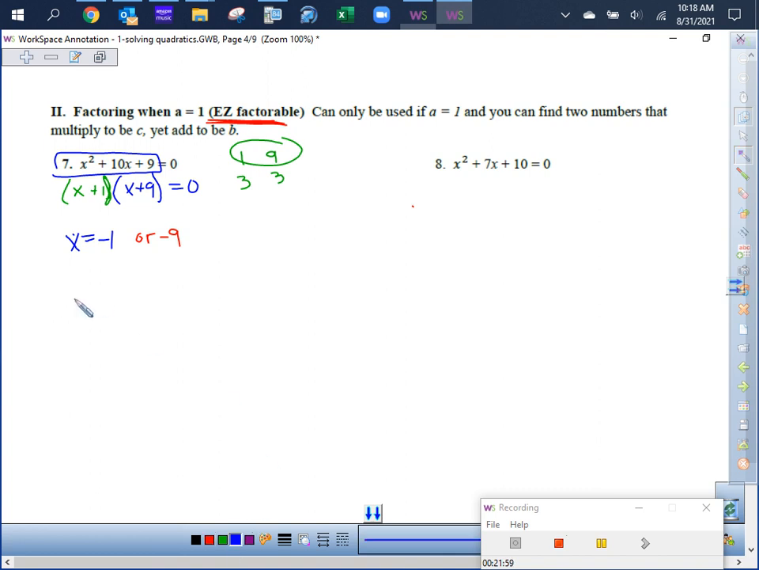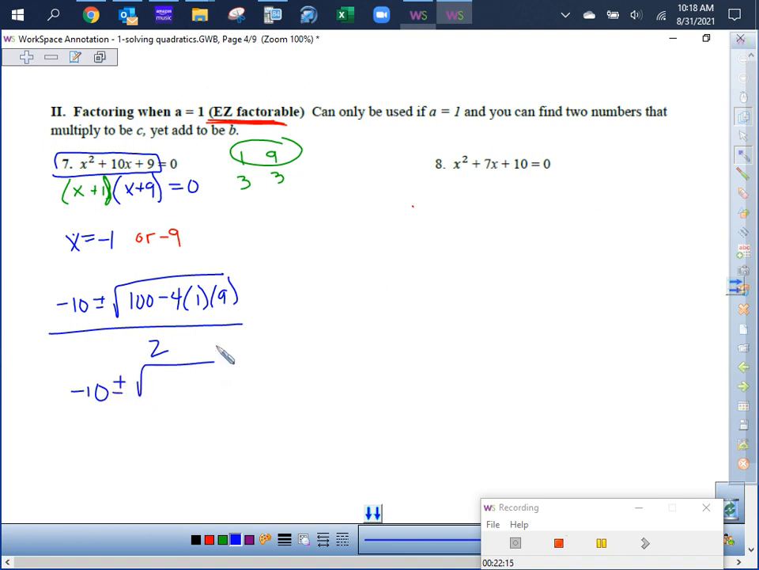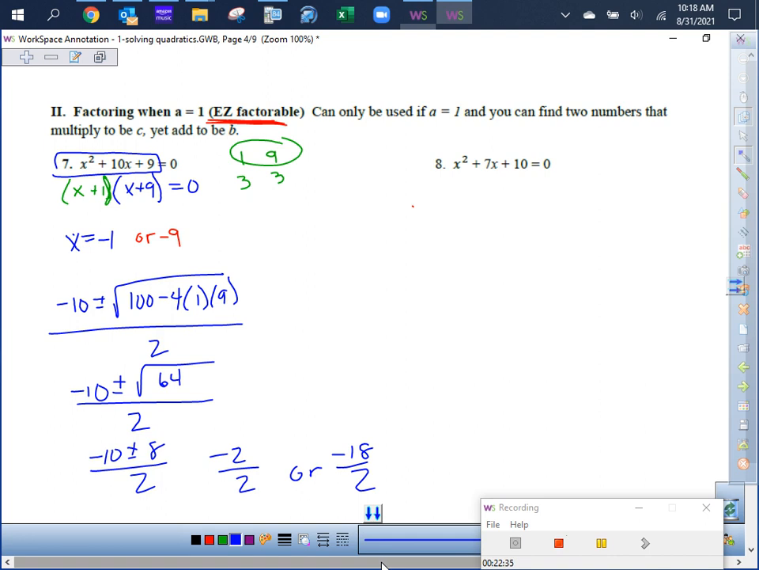Don't write this down at all. Opposite of b, plus or minus the square root of b squared minus 4 times a times c, all over 2 times a. Negative 10 plus or minus the square root of 100 minus 36 is 64, all over 2. 64 is a nice, neat, perfect square, all over 2. What's negative 10 plus 8? Well, it's negative 2 over 2. What's negative 10 minus 8? It's negative 18 all over 2. Do you get negative 1 or negative 9 back for your solutions?